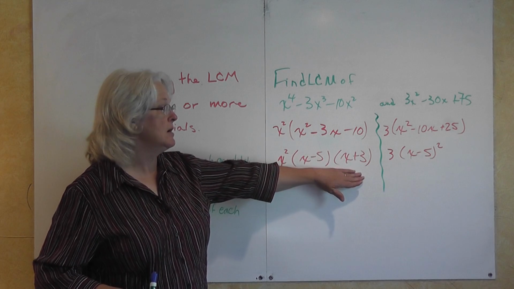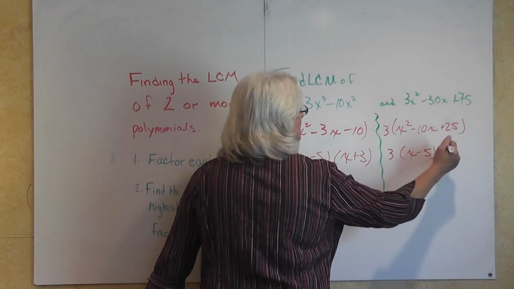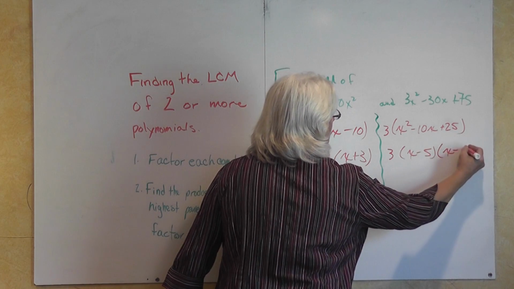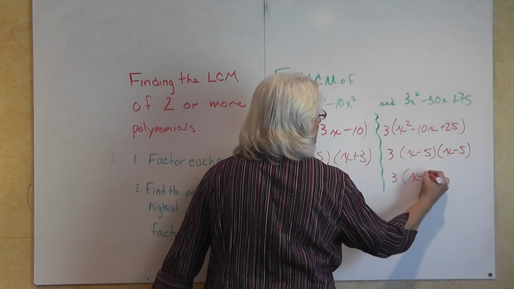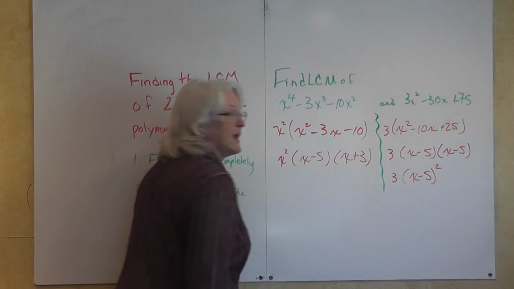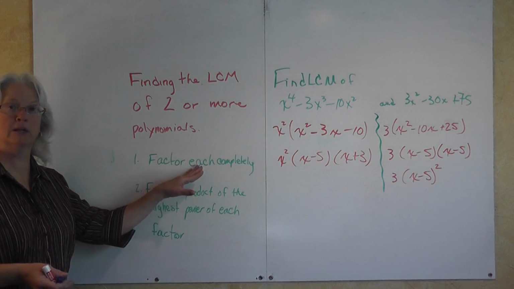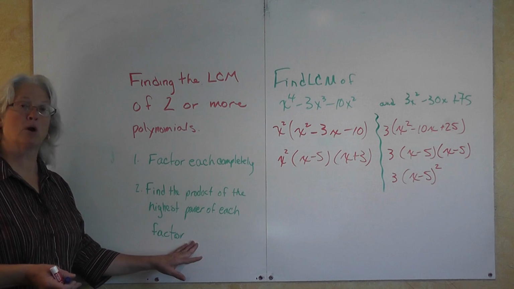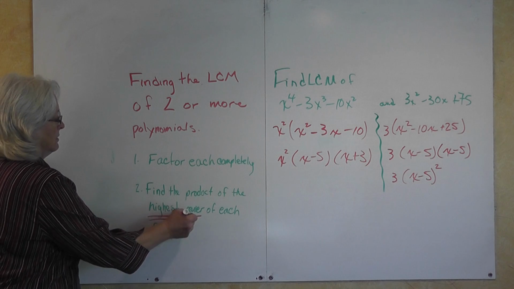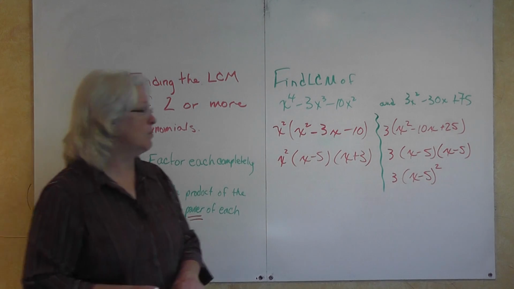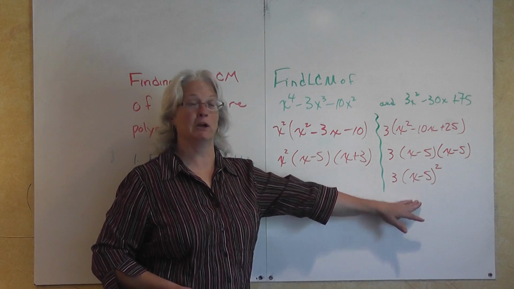Just factor it out. But then change your factorization to incorporate exponents, because they want you to remember you factor each completely and then you find the product of the highest power of each factor. You don't want to be repeating factors. You want to write this in exponential notation.